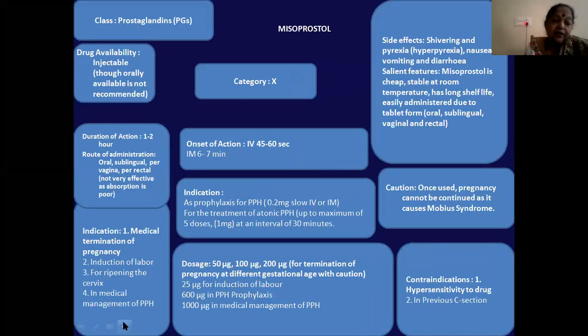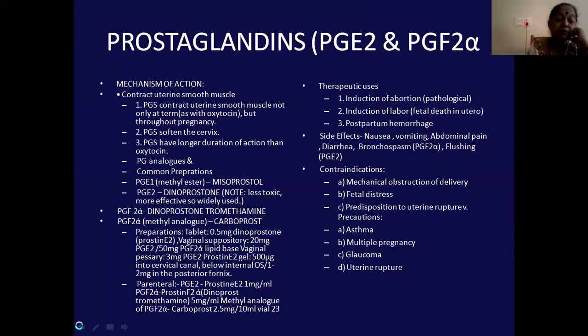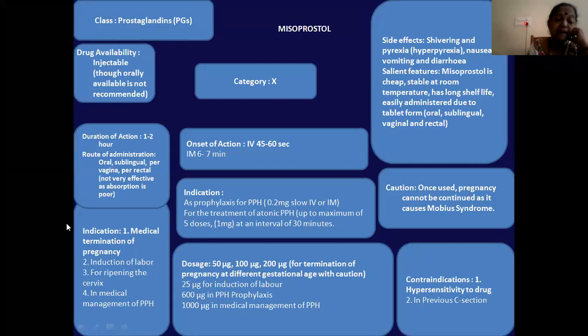Among other drugs, misoprostol is also category X. We know that inadvertent intake of misoprostol in the first trimester can lead to limb defects or Mobius syndrome. You should always know the side effects whenever you prescribe any drug. The indications of misoprostol are termination of pregnancy, induction of labor, ripening of the cervix, and medical management of PPH. In a nutshell, regarding the dose and maximum dose of ergometrine, which is often asked, you can give up to 5 doses, up to 1 milligram, repeated at intervals of 30 minutes.